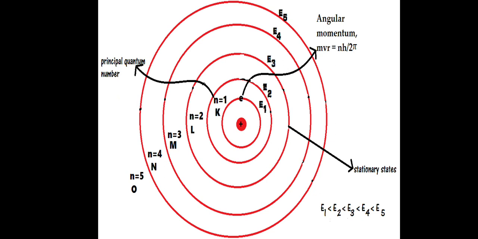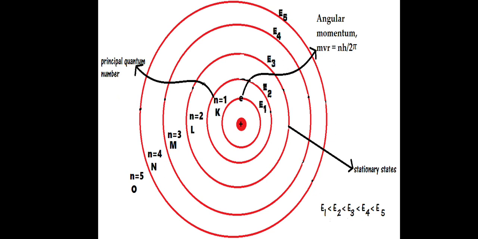The orbits are called stationary states, and the orbits are numbered as 1, 2, 3, 4, and that is nothing but the value of n, and n is nothing but the principal quantum number. The same principal quantum number can be designated as K, L, M, N, O. So if I say N shell, what I mean is the principal quantum number is 4.